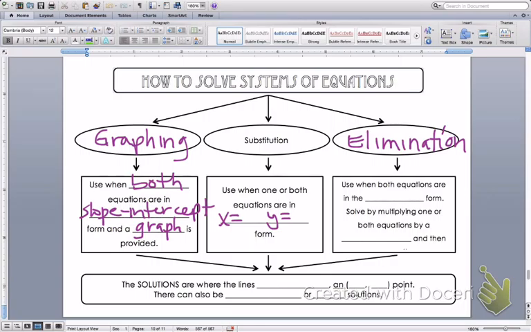And the elimination method is useful. The best case scenario is when they're in standard form. And you want to solve by either multiplying one or both equations and then canceling out.